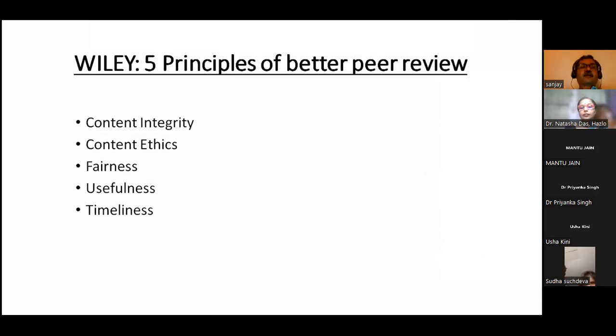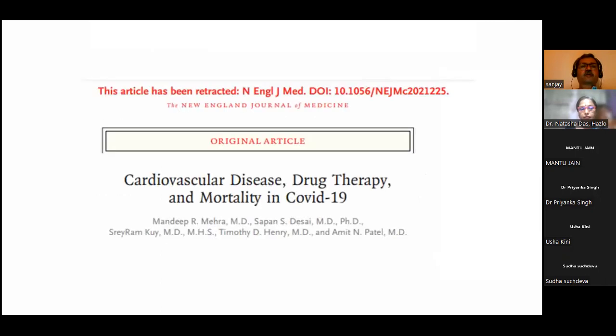Wiley, and I like the pun on Wiley. We should be unwily, I guess. But here are 5 principles of better peer review that Wiley suggests in that paper which I referred to earlier, the Humanities Journal. And he says the referee has to look for content integrity, the referee has to look for content ethics, fairness, usefulness, and timeliness. You have to submit your referee comments quick.